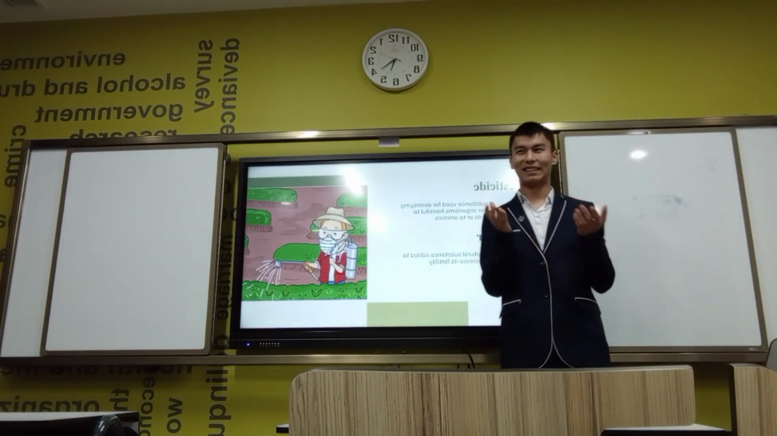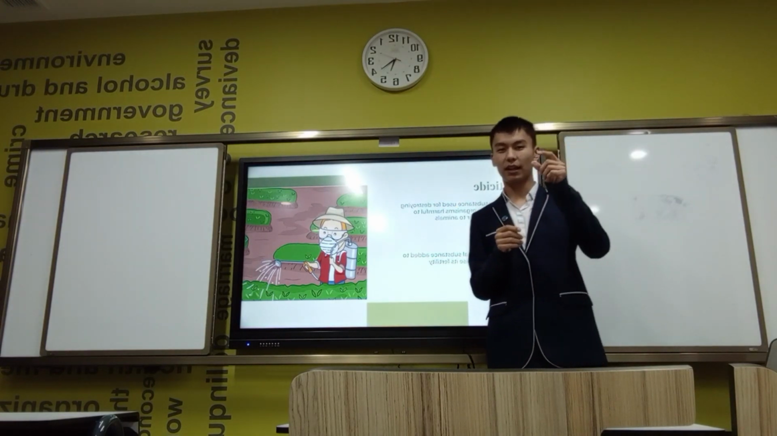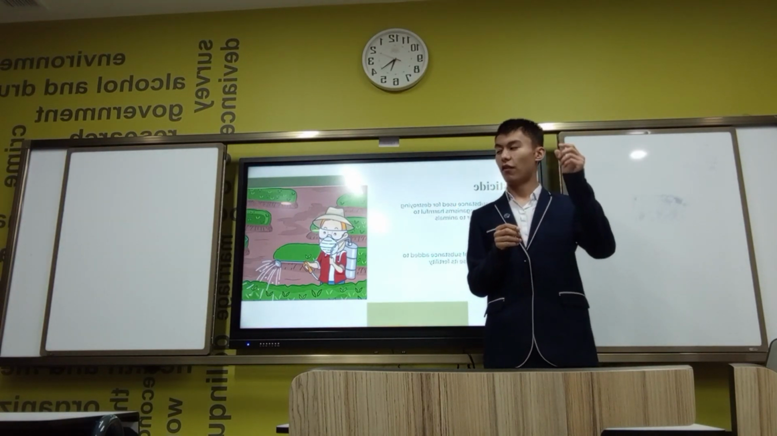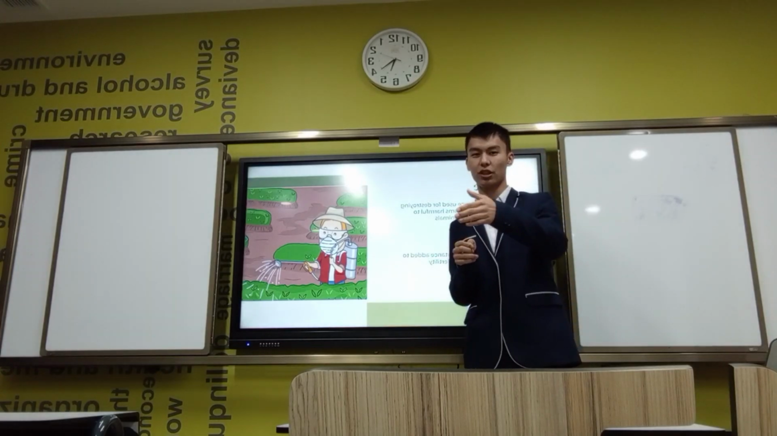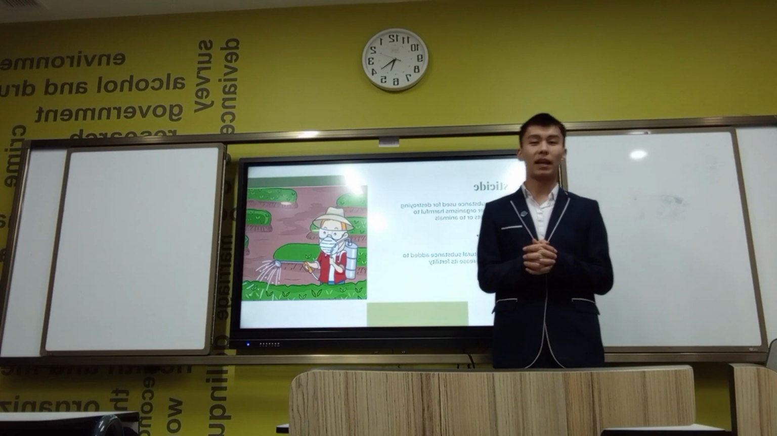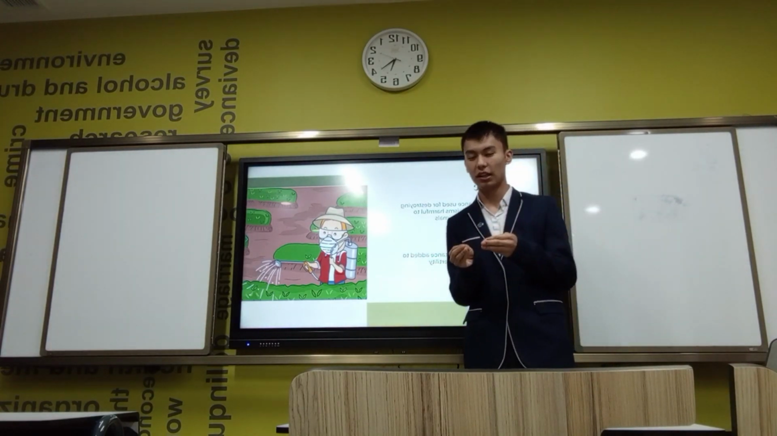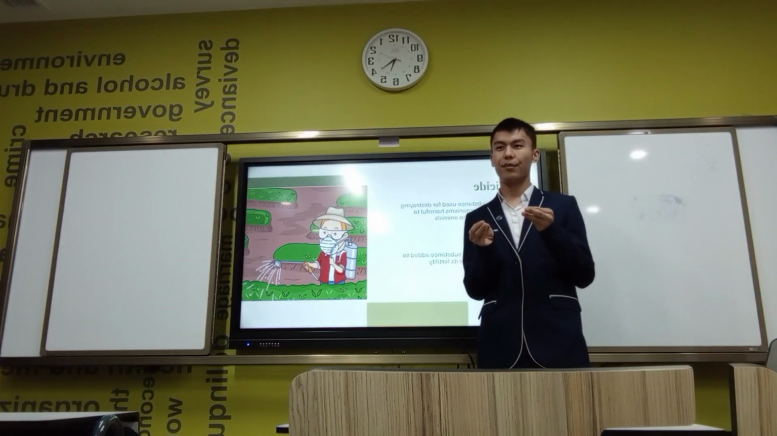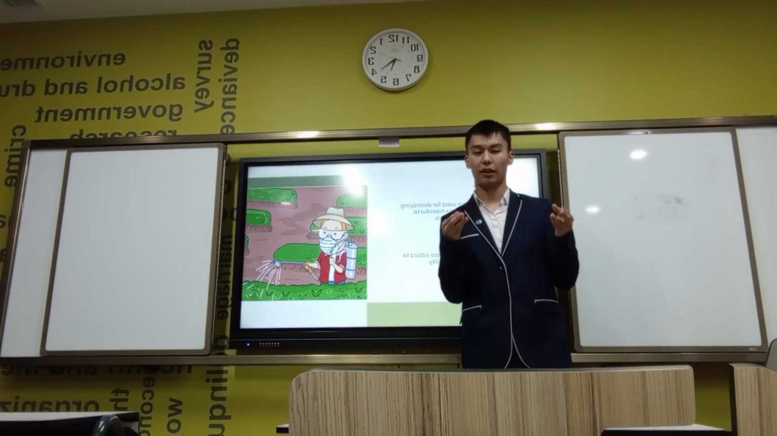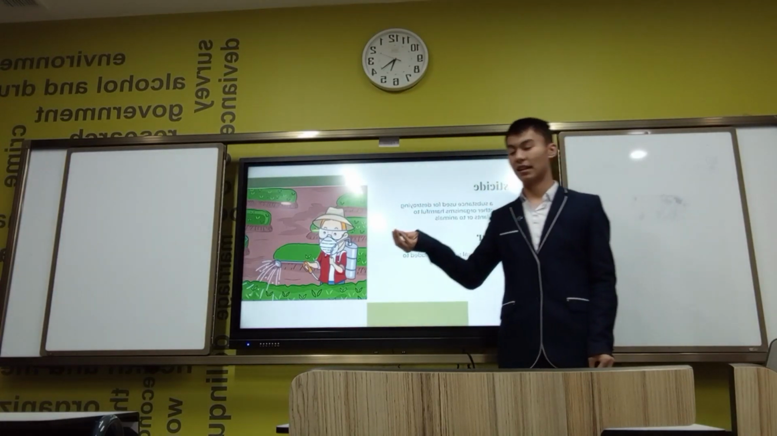So what are pesticides and what is fertilizer? A pesticide is a chemical which farmers use to kill insects which are harmful to plants. But nowadays, some farmers are using it incorrectly, and because of that, some insects which are not harmful are also dying. We'll talk about it in the next slides.